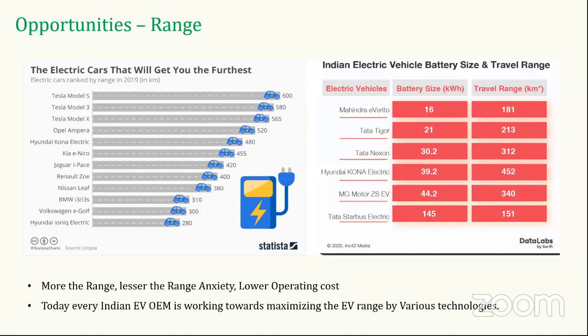The more range you offer, the less range anxiety there will be in customers' minds, and it will be a lower operating cost. For example, for one single charge, I can travel 200 kilometers or 400 kilometers. People would choose 400 kilometers. That way, they are reducing the cost of charging. So clearly this problem is known to all the Indian OEMs, and everybody is working on maximizing the EV range through various technologies, as explained by Ram, through battery technologies, using the right battery chemistries and charge balancing, so many areas. Next slide.